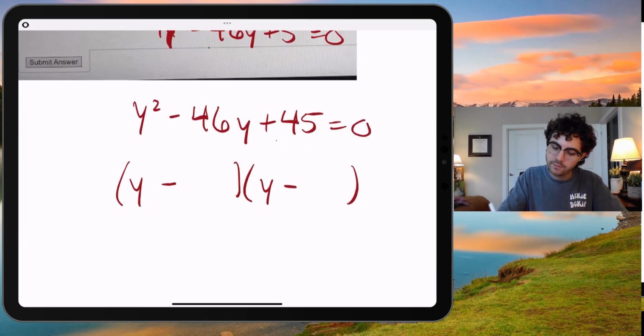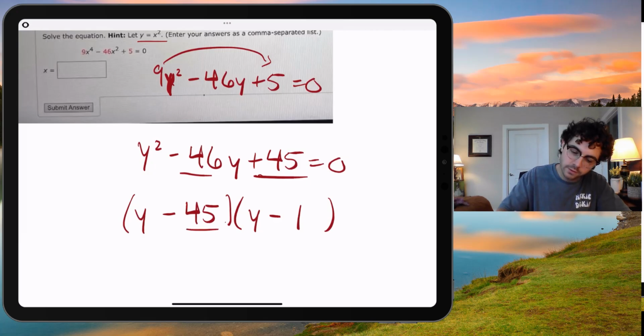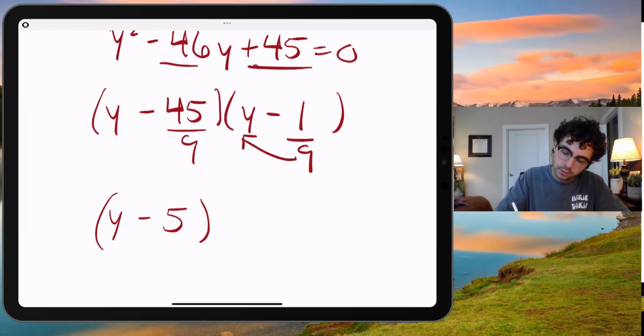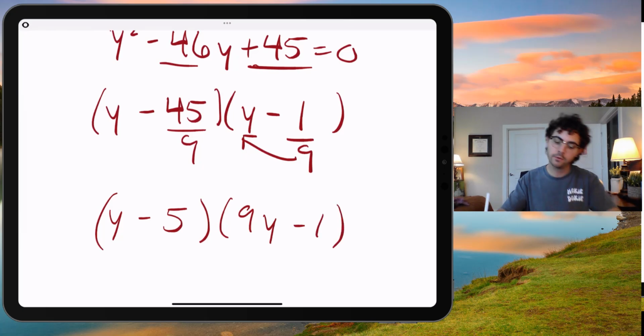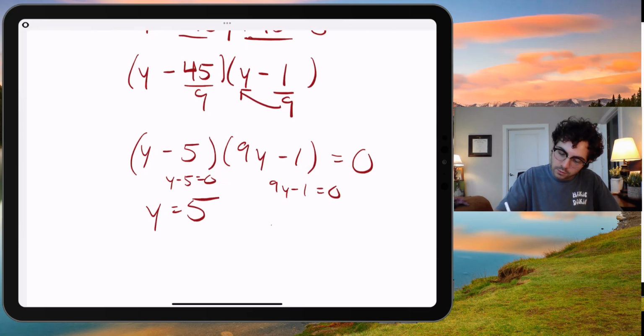Both negatives, because we have a positive here and a negative here. So 45 and 1. We slid the 9. Now we have to divide by the 9. 45 divided by 9 is 5. 1 divided by 9 is no good, so we move the 9 up in front of the y, and we have these two factors. So what do we get? We get y equals 5, because we set y minus 5 equal to 5, and 9y minus 1 equals 0, so we solve for y there, and we get positive 1 over 9.